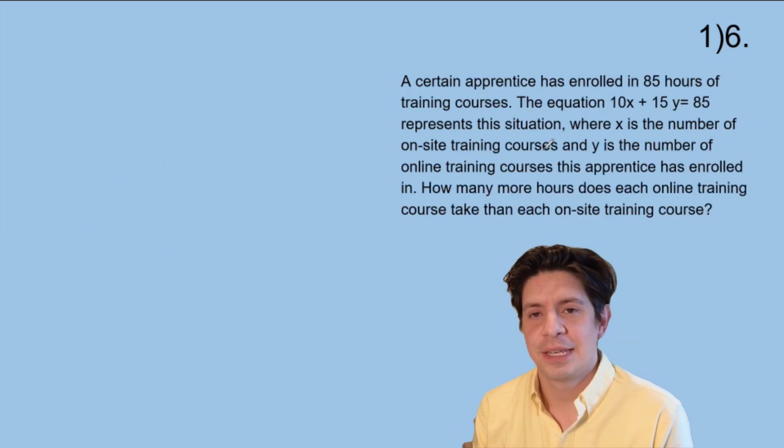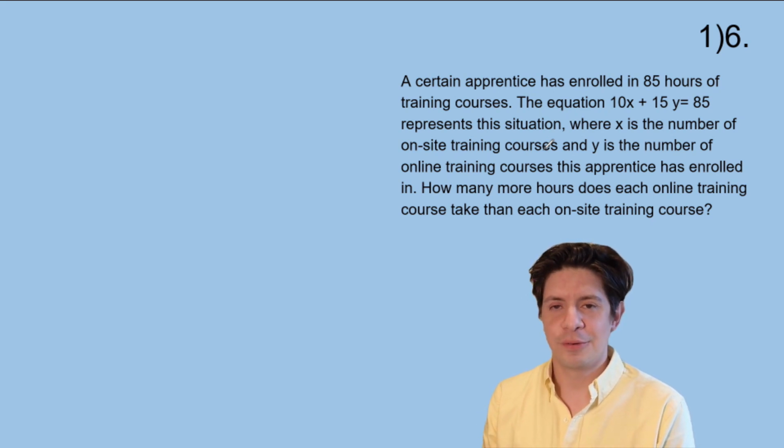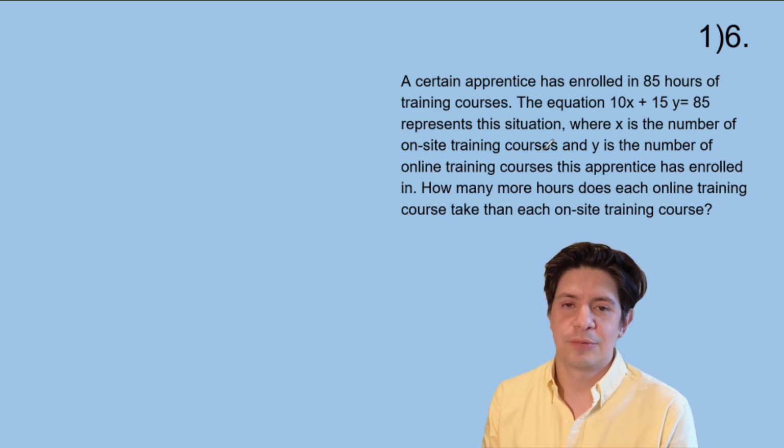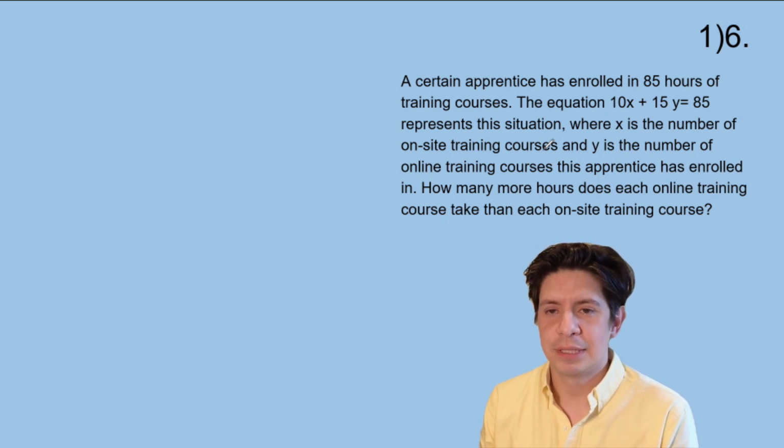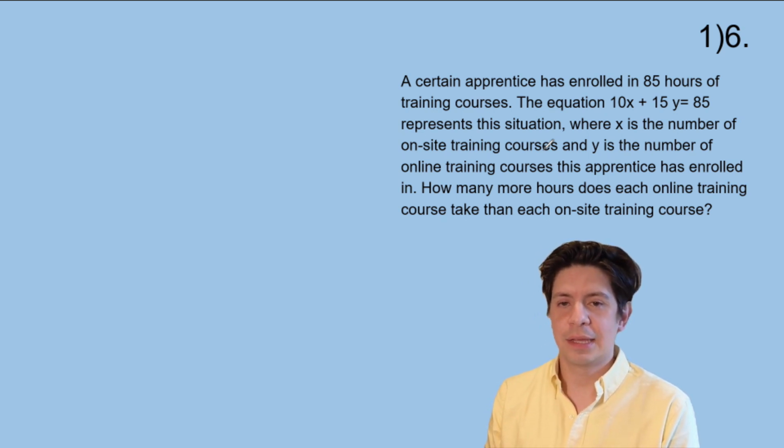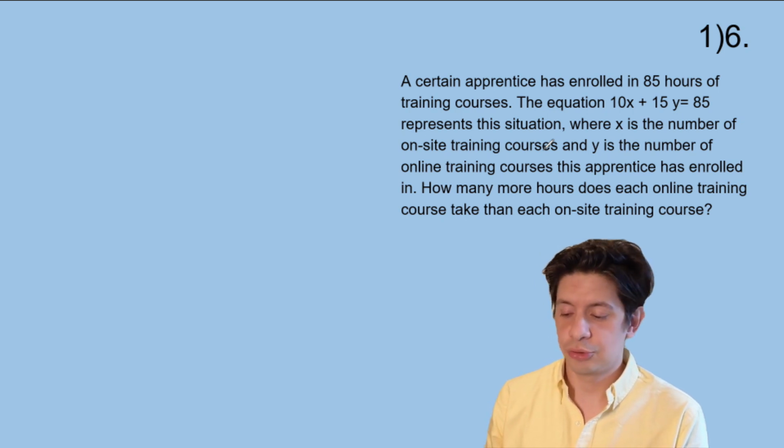A certain apprentice has enrolled in 85 hours of training courses. The equation 10x plus 15y equals 85 represents the situation, where x is the number of on-site training courses and y is the number of online training courses this apprentice has enrolled in. How many more hours does each online training course take than each on-site training course?